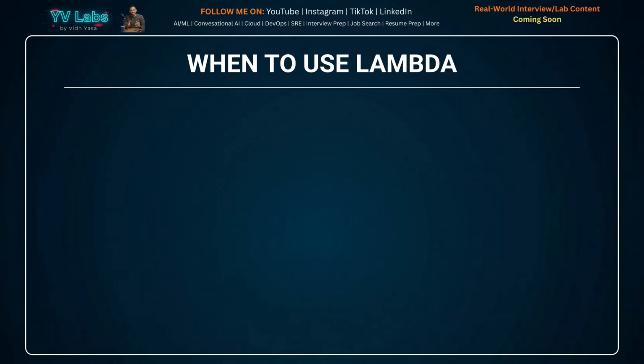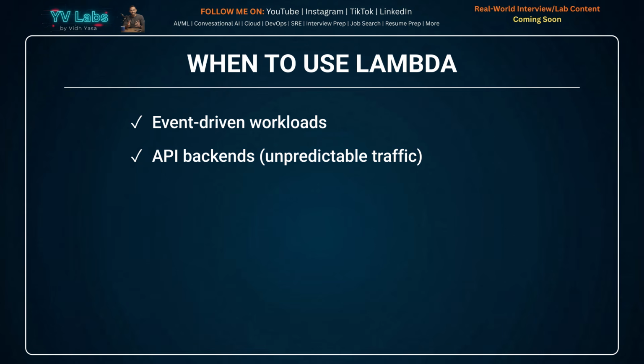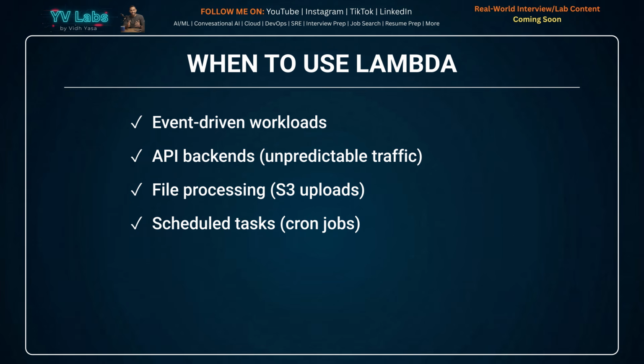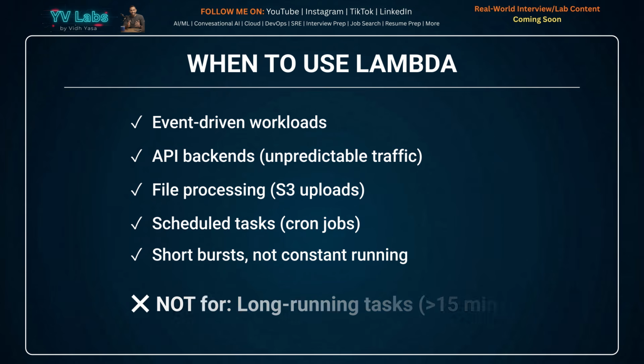Now, when do you use Lambda? It's primarily used for event-driven workloads. Something happens, your code runs. API backends, especially when traffic is unpredictable. Data processing, a file gets uploaded, Lambda processes it. Scheduled tasks, run something every hour, every day. Basically, anything that runs for short bursts and doesn't need to run constantly.